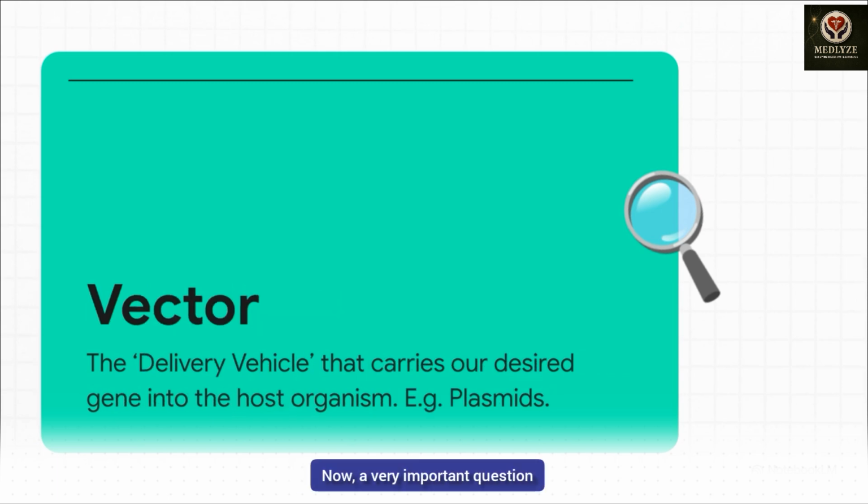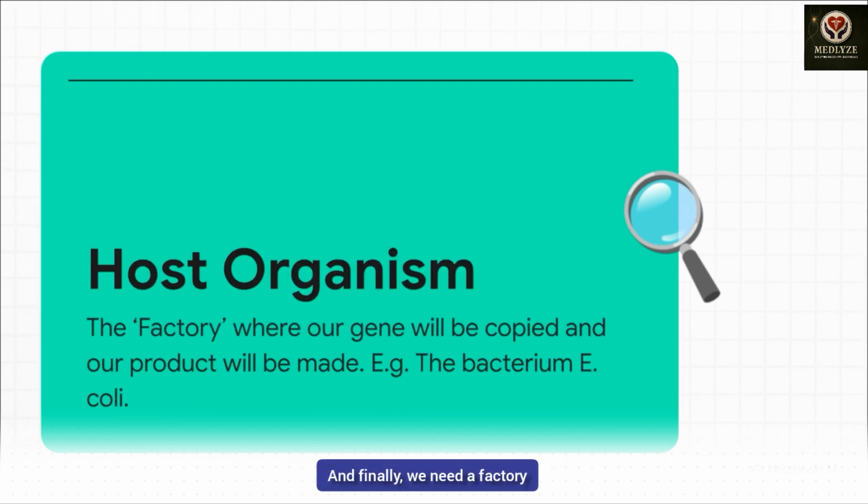Now, a very important question. How do we get our desired gene into a new cell? For this, we need a delivery vehicle, or what we call a vector. Think of it like a tiny truck that carries our precious genes safely inside the host. A very common example of a vector is a plasmid, which is a small circular piece of DNA found in bacteria.